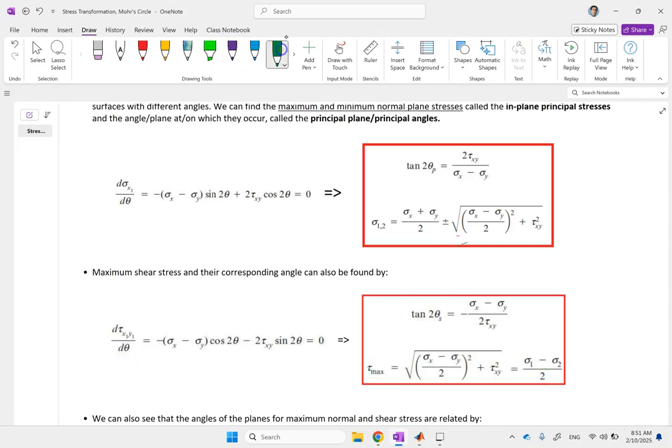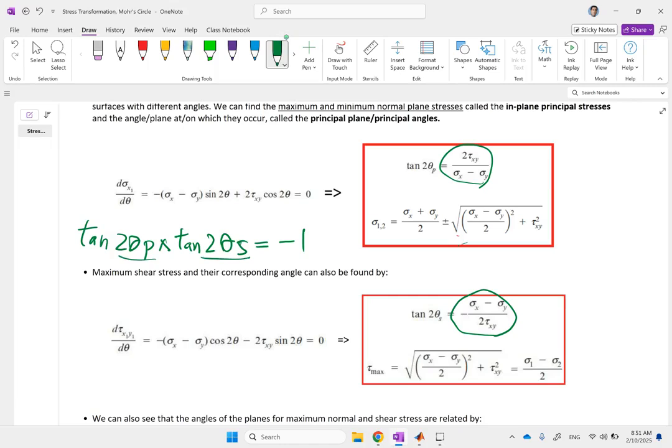If you look at this one and this one, you see they are the same, reciprocal and negative. So you can say that tangent of 2 theta p times tangent of 2 theta s, the multiplication is going to be -1. And when the tangents of two angles multiply to -1, that means those angles differ by 90 degrees, or the lines that they represent should be at 90 degrees with respect to each other.